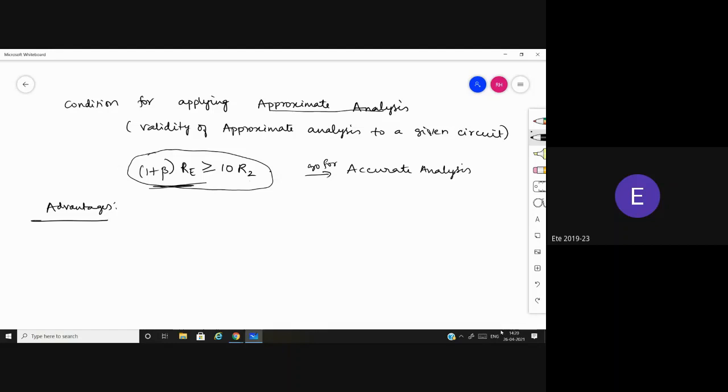In approximate analysis, how are we going to find IC? Anybody? So to find IC we take IC is almost equal to IE. We are going to apply KVL to the outermost loop and find out VCE. Okay, and how do we find out IE?